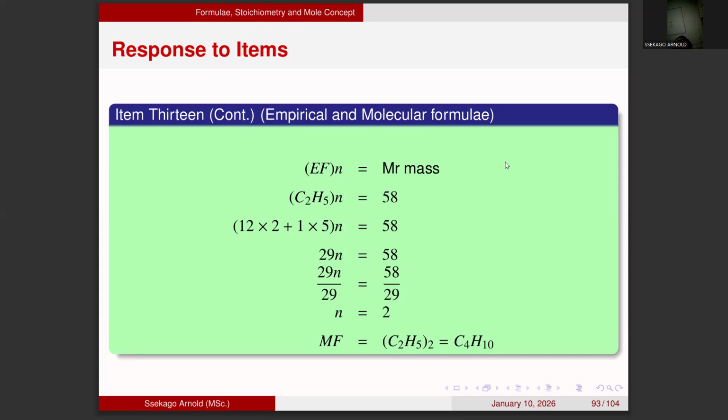Allow me to stop here for that session. That marks the end of item 13.